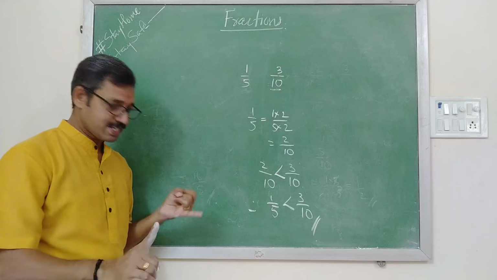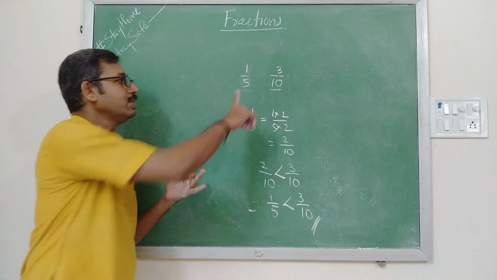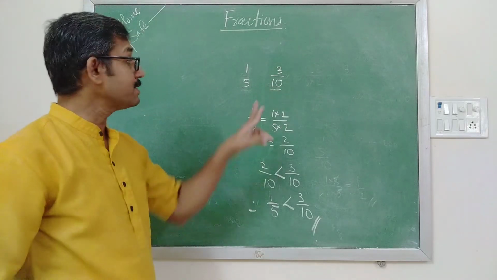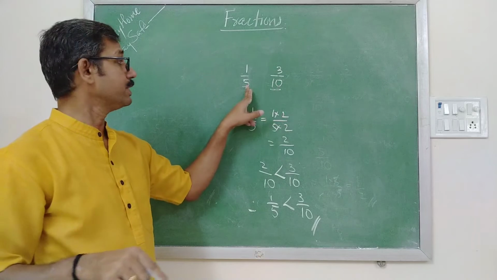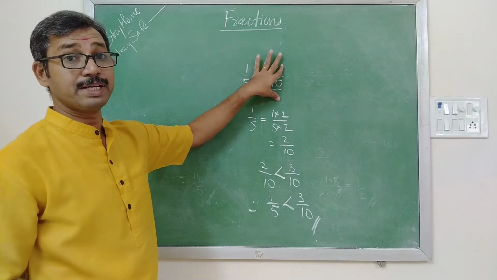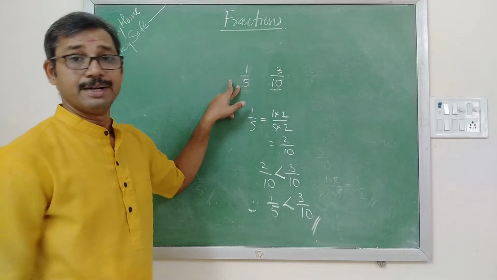So what you have to understand is, in order to add or subtract or compare, what must be equal? The denominator must be equal. If the denominator is not equal, what do you have to do? You have to convert that denominator into an equal one. You have to make it equal. How can you make it equal? By multiplying a common number to both the numerator and the denominator.